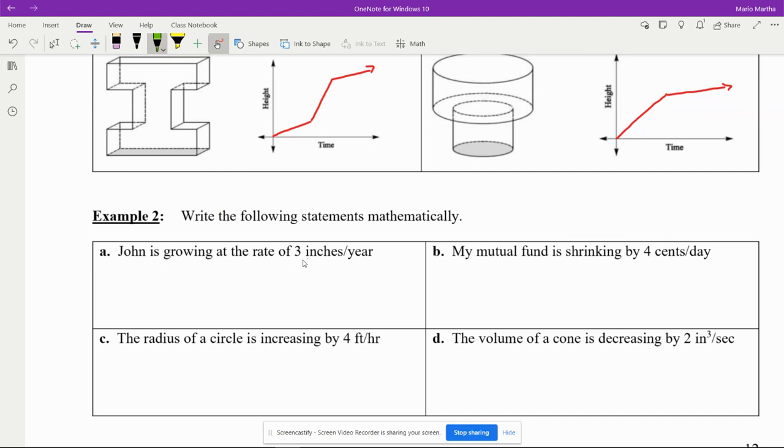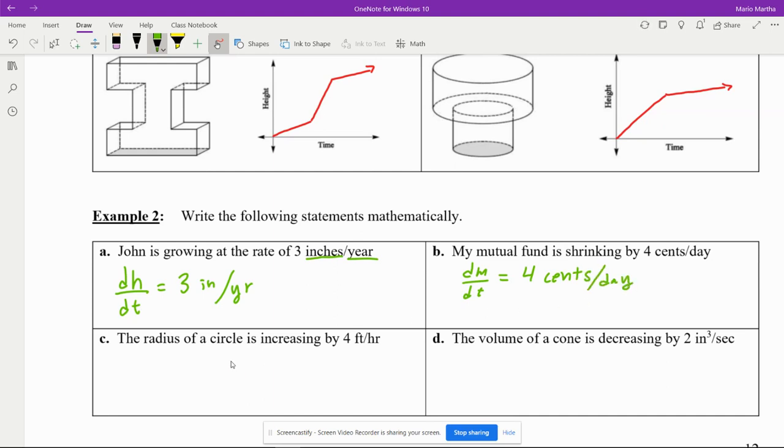The thing that is changing is his height over each year, so we can say dH/dt, the rate at which he's changing, is 3 inches per year. Now part B: my mutual fund is shrinking by 4 cents a day. It's still changing, the amount of money over time, so we're going to say dM/dt, M for money, equals 4 cents per day.